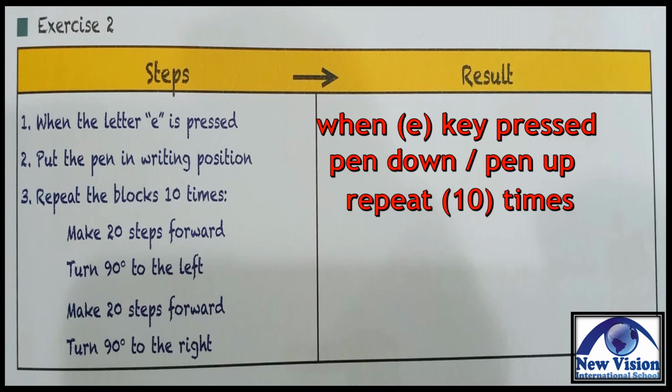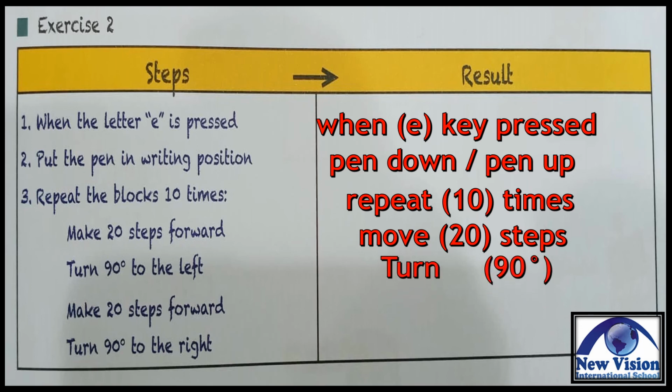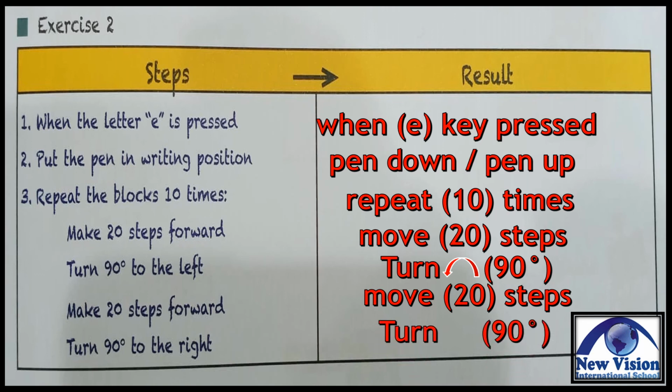Move 20 steps forward would be move 20 steps. Turn 90 degrees to the left would be turn 90 degrees, with this symbol meaning to the left. Make 20 steps forward, that would be move 20 steps. And turn 90 to the right would be turn 90 degrees, with this symbol meaning to the right.